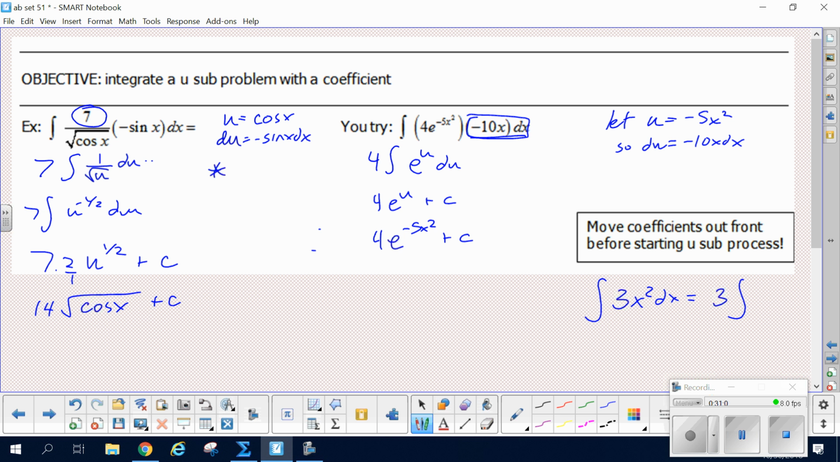They're both coefficients, right? I felt like that negative 10 was actually helping serve the purpose of the derivative of the inside. That negative 10 is part of my du. I want it to stay because it's part of that negative 5x squared's derivative. 4 has nothing to do with my u sub, absolutely nothing. And so I pull it out front because it's not doing any purpose. The negative 10 I want to stay because it helps. Does that make sense? Good question.